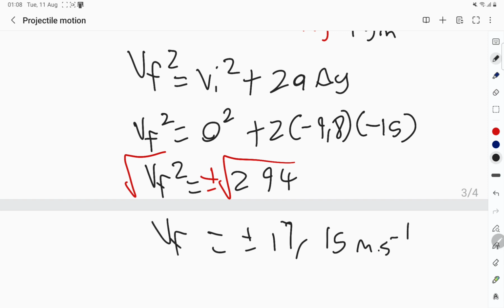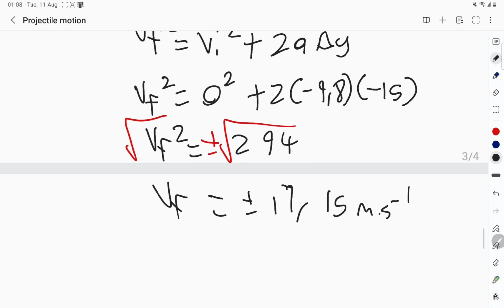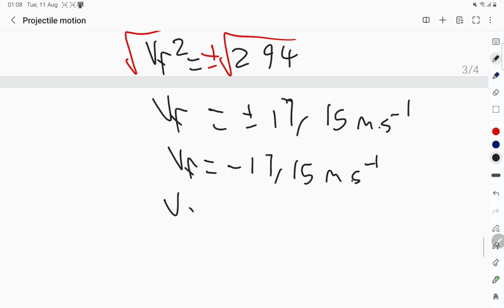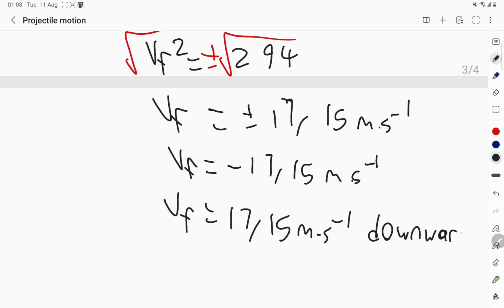meters per second. But remember, this ball is going downwards and I chose up as positive. So I can write it in two ways. I can say V final is equal to negative 17.15 meters per second, or I can say V final is equal to a positive 17.15 meters per second and then indicate downwards. So I can write it in two ways.